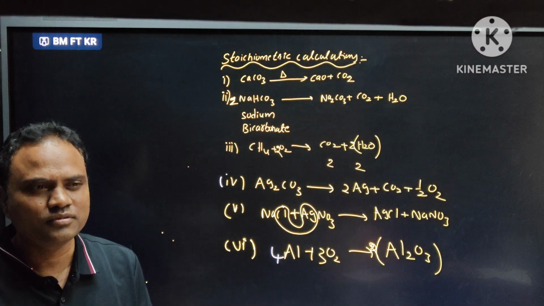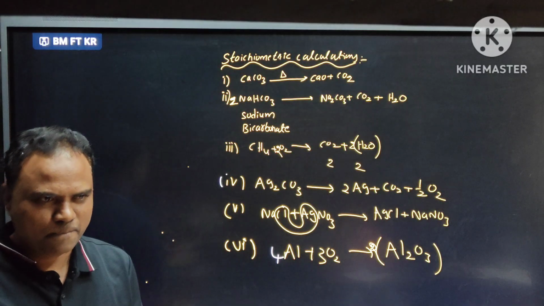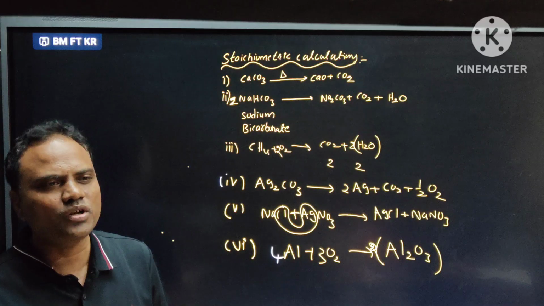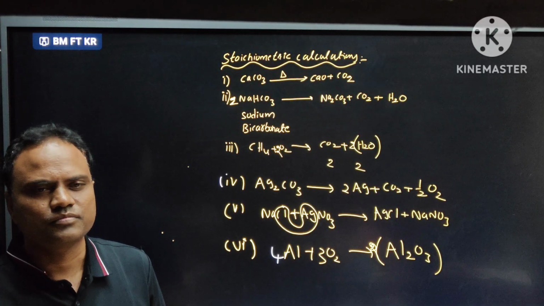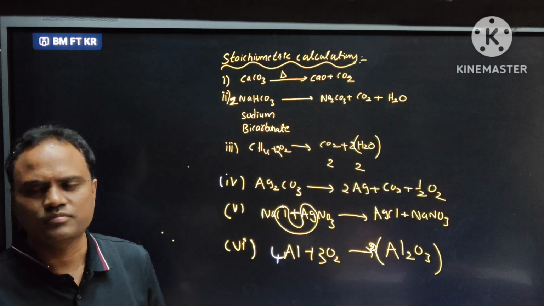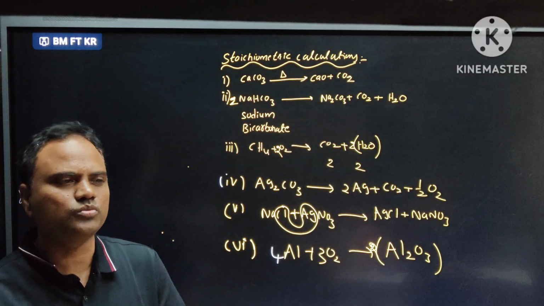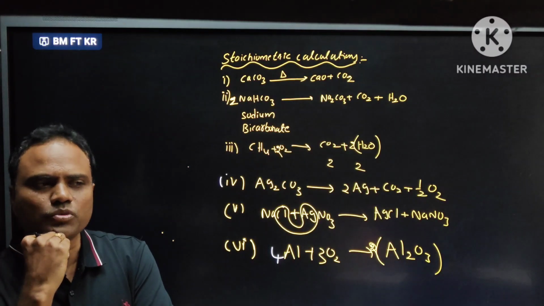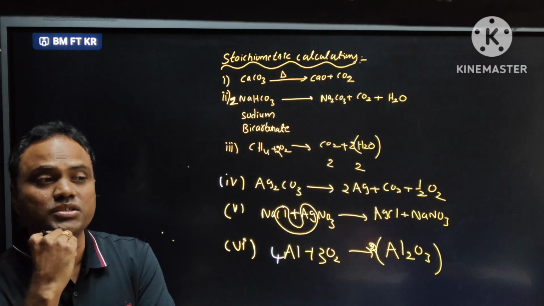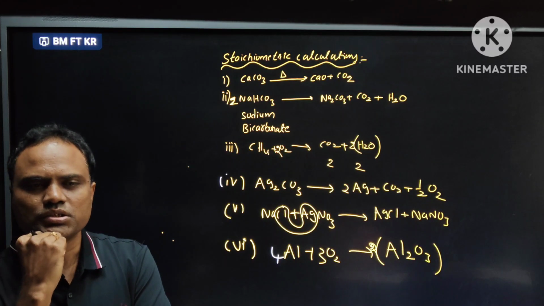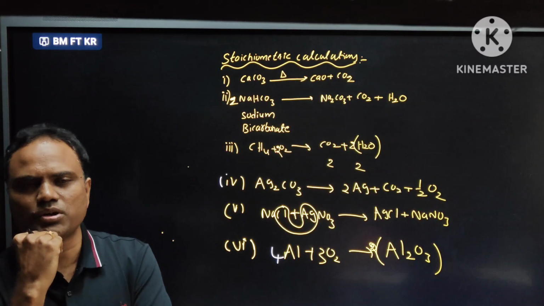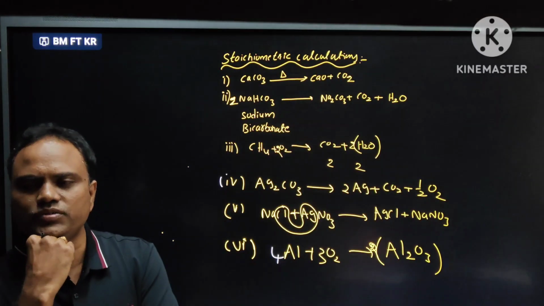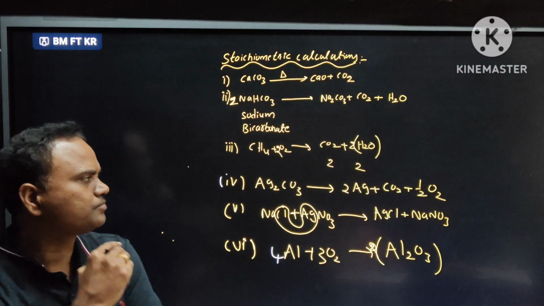Shall I test you? Basics. What is the weight of 1 mole of CaCO3? 1 mole of any substance weight is equal to its gram molecular weight. 1 mole of any gas occupies how much volume? 22.4 liters. Clear? Right.